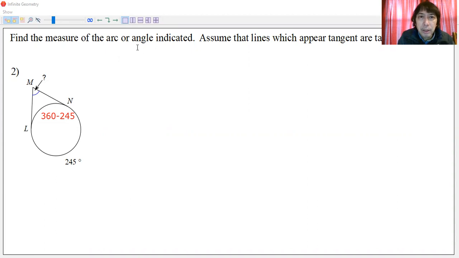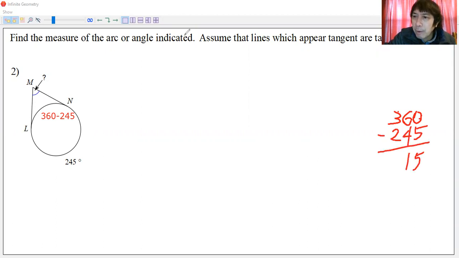That's 360, yes, that's 360 minus the 245 there. So this is 5, and this will be 1, and that's 115. So the smaller arc there is 115. And so we can replace that with 115. Let's change this. This is now 115 there.